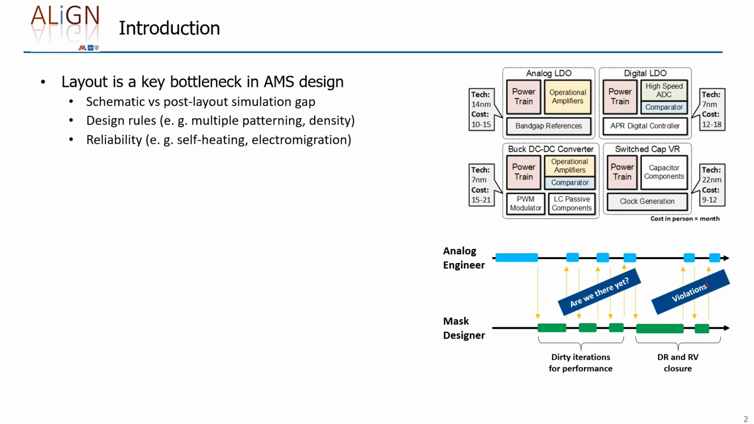On the top right figure here, we can see some power management circuits that are pretty much mandatory in any modern SoC, CPU, GPU, or FPGA. This figure shows roughly, in person-months, the effort involved in creating the layout for these IPs. And why does it take so much time? The bottom right figure shows a cartoon picture where analog engineers spend some time deciding on the topology and the schematic sizing, and then hand off to the mask designer.